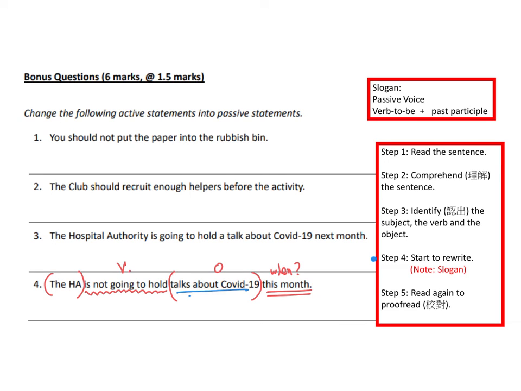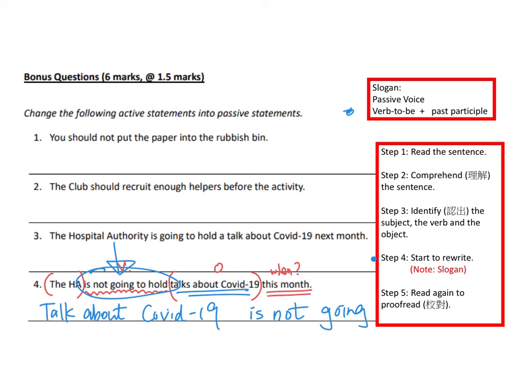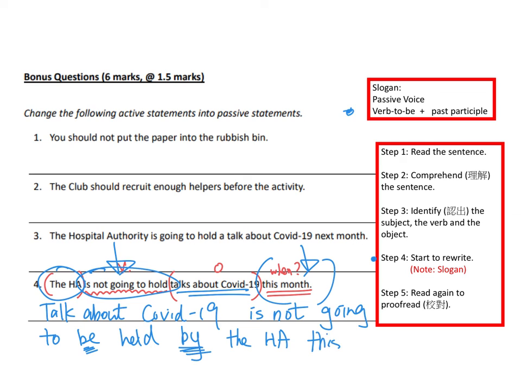Step 4. Is not going to hold. Verb to be 再加 past participle,is not going to be held. Hold held held,所以將個 hold 變成 held。Step 5. Talks about COVID-19 is not going to be held by DHA this month.